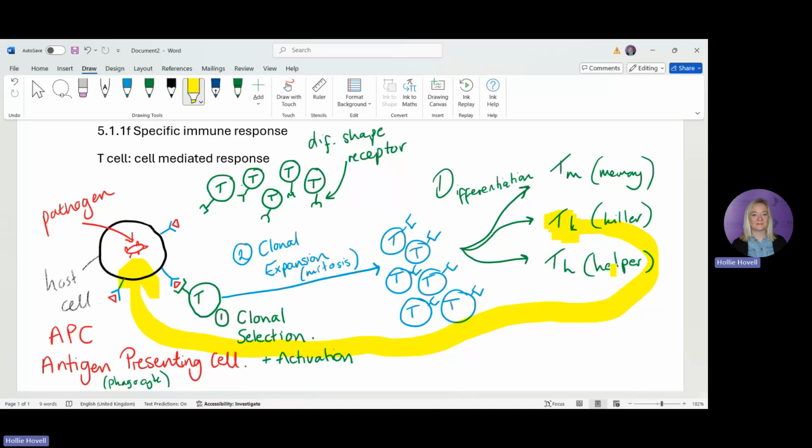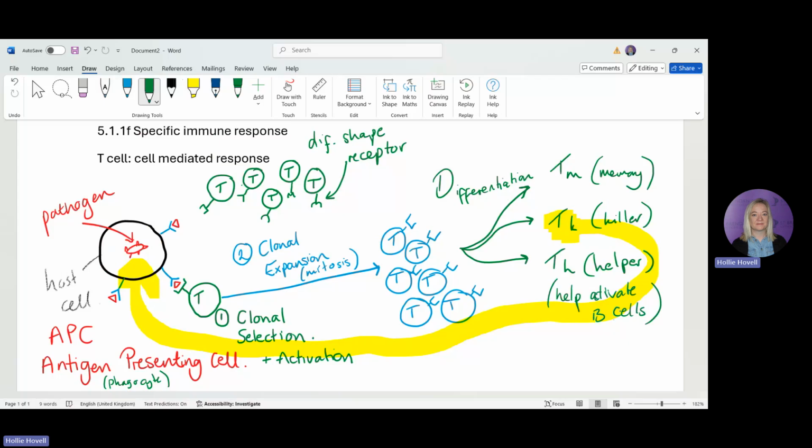And then we've got T helper cells. Now, what the T helper cells are helping is in the next video, but basically they help to activate B cells. Okay, B cells don't get activated straight away like these T cells did. They need some help, so that's what the T helper cells are there for.